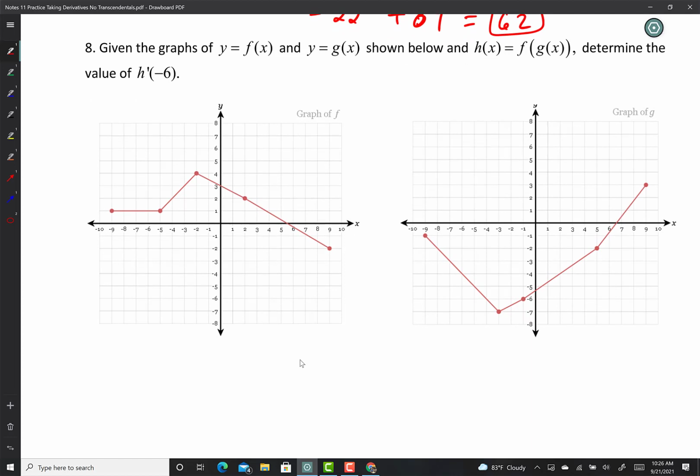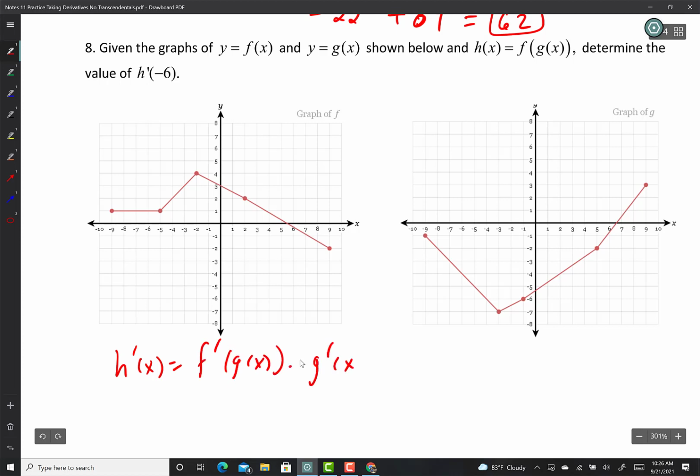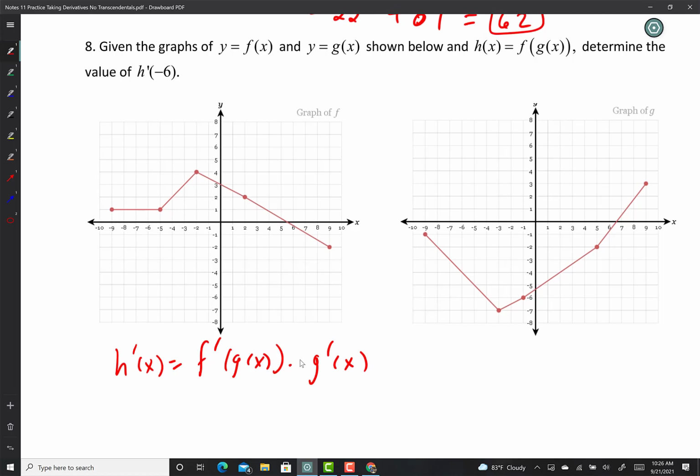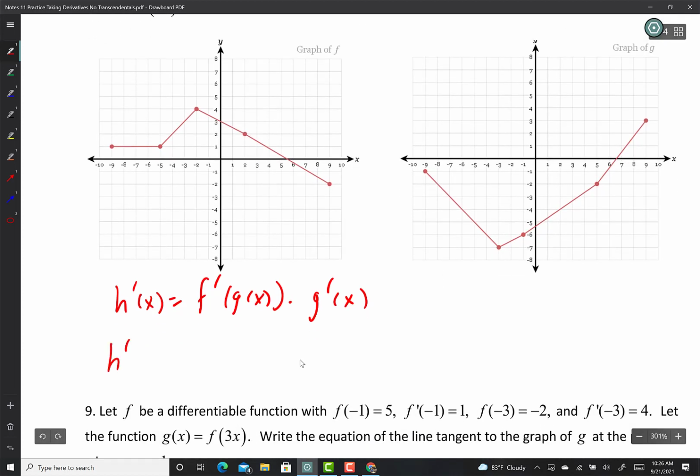Number 8. Given the graphs of f and g, notice that these graphs are piecewise functions. They're all linear. Do you guys notice that? Perfect. So determine h prime of negative 6. Okay, this looks like chain rule. So first I'm going to go h prime of x. Take the derivative of the outside, leave the inside alone, times derivative of the inside. Hopefully by now that's almost automatic. H prime of negative 6 is equal to f prime of g of negative 6 times g prime of negative 6. Are we okay so far?